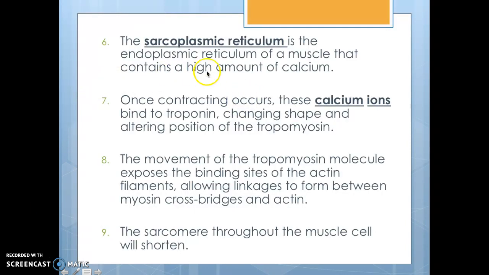So that's what this says. The sarcoplasmic reticulum is the endoplasmic reticulum of the muscle and contains a high amount of calcium. This is the third ion we've talked about, so just make sure you have them straight. Once the contraction occurs, the calcium will bind to the troponin, changing the shape and altering the position of the tropomyosin. The movement of the tropomyosin molecule exposes the binding sites of the actin, allowing links to occur, and that's when you have a cross bridge. The sarcomere throughout the muscle will therefore shorten, and you now have contraction.